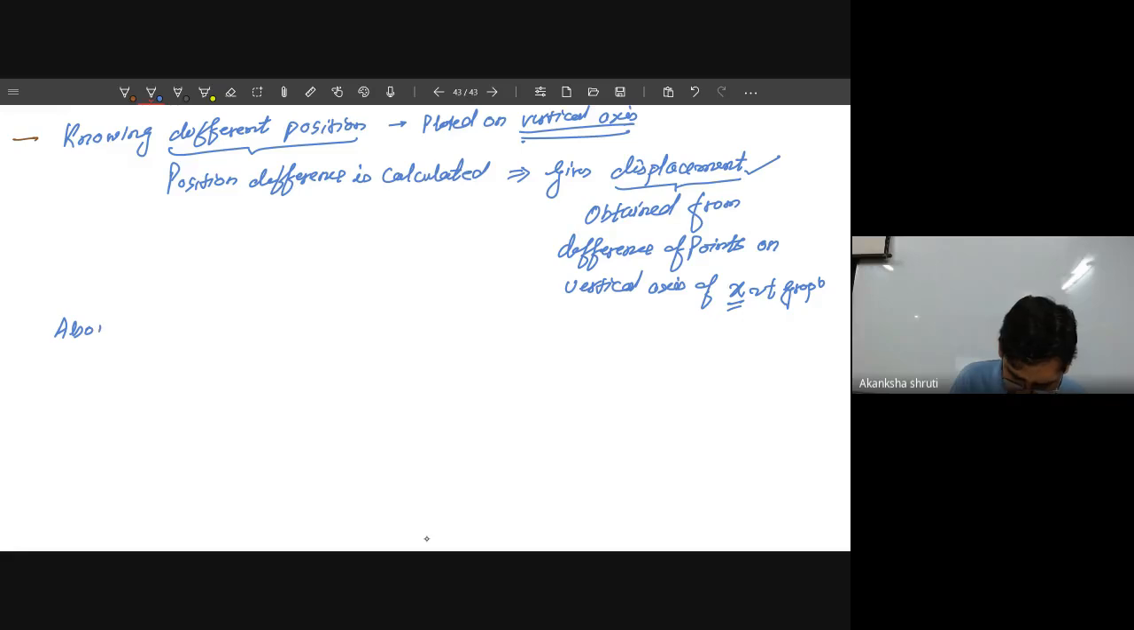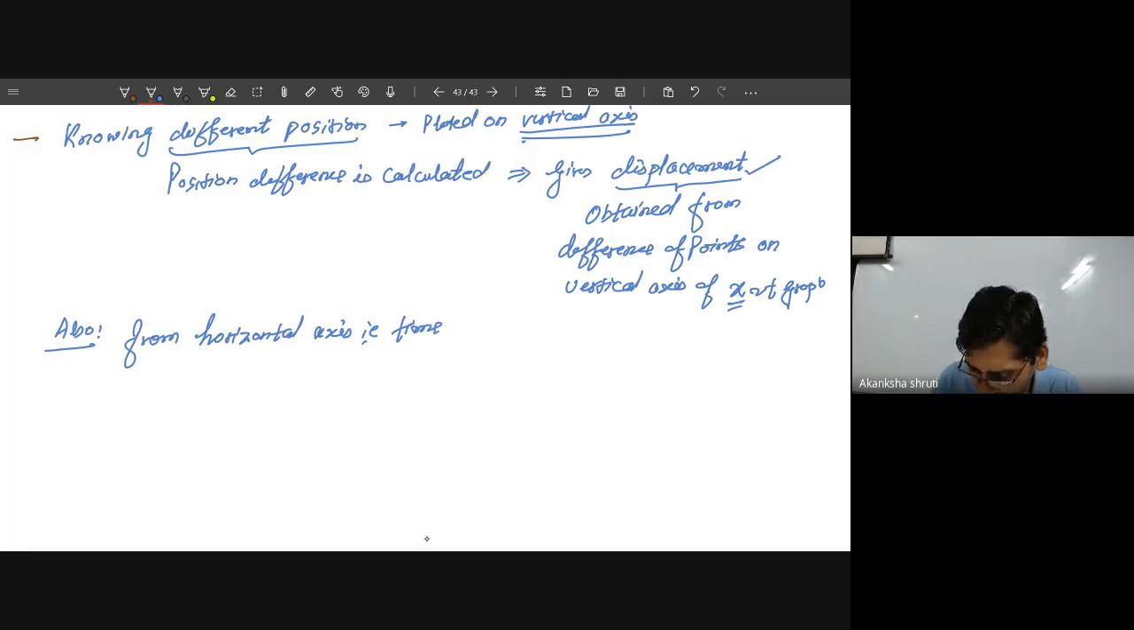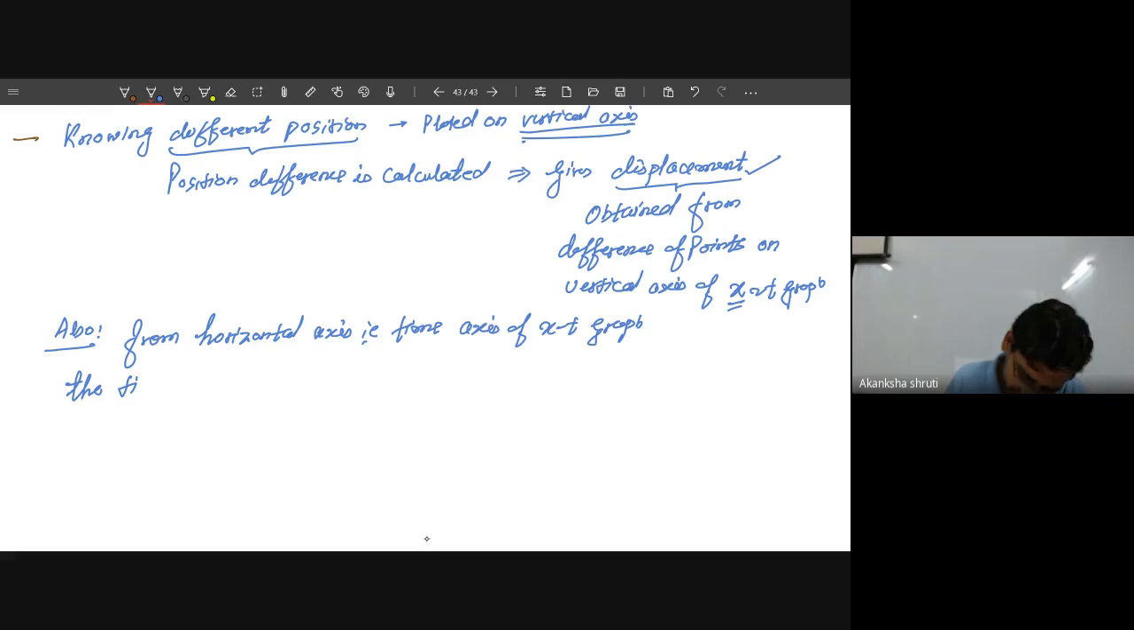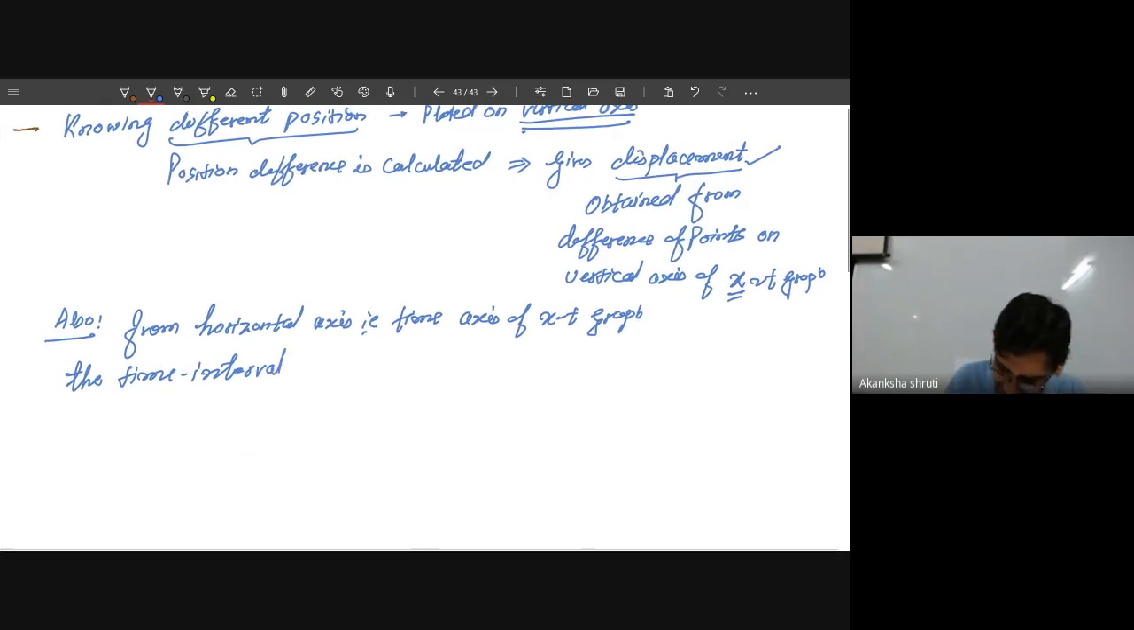Also, this displacement or the position is always given with reference to some time. So also from the horizontal axis, what is this horizontal axis? It is our time axis of the xt graph. The time interval, so this is the time interval in which the displacement occurs.